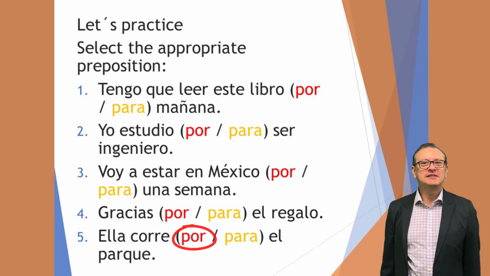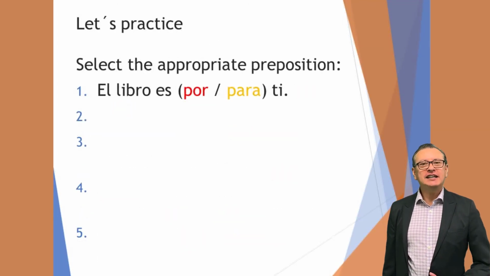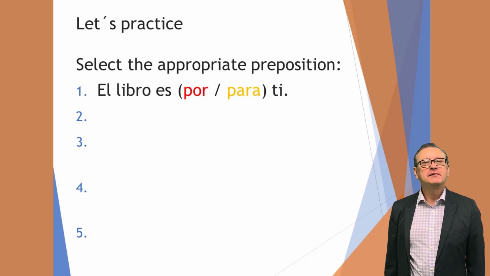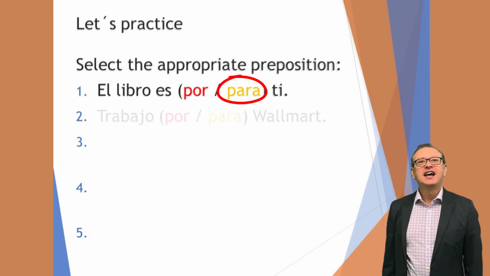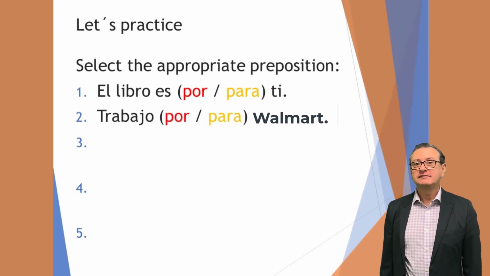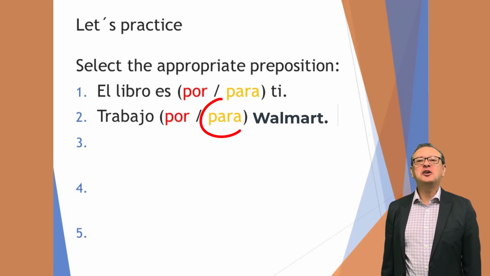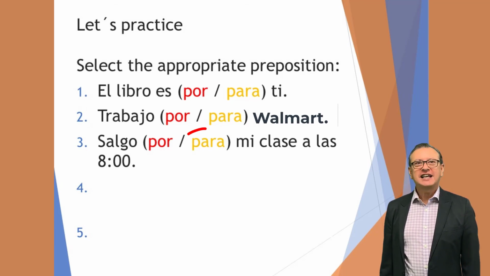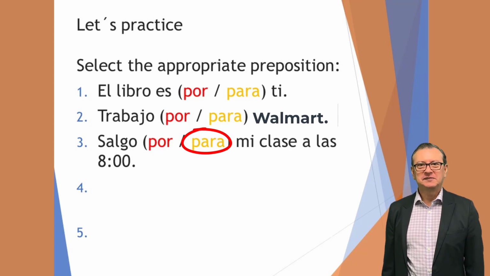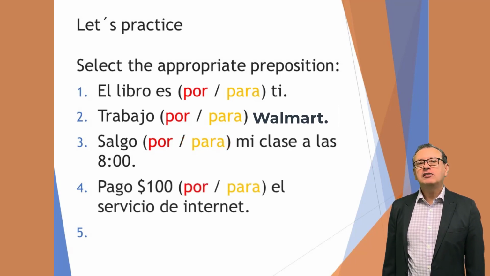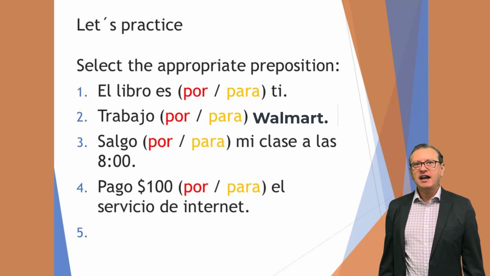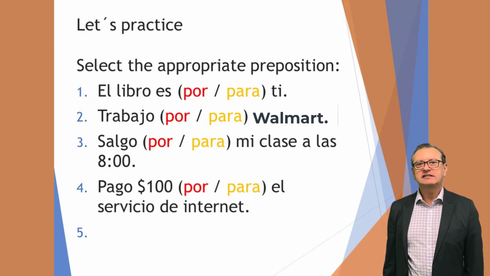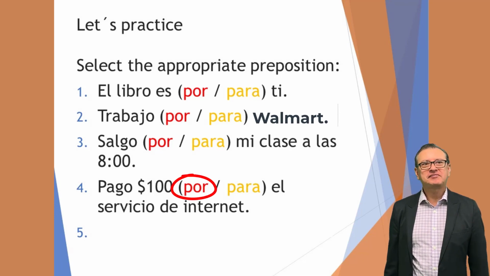I have more for you. Let's take a look. El libro is for you. Correct. Para ti. I work for Walmart. Trabajo para Walmart. I leave for my class at 8 a.m. Salgo para mi clase a las 8. Pago $100. I pay $100 for the internet service. Correct. Por, because it's an exchange.